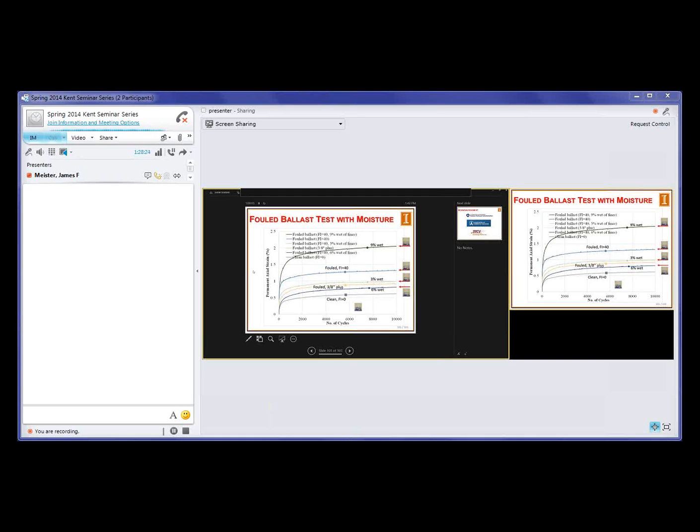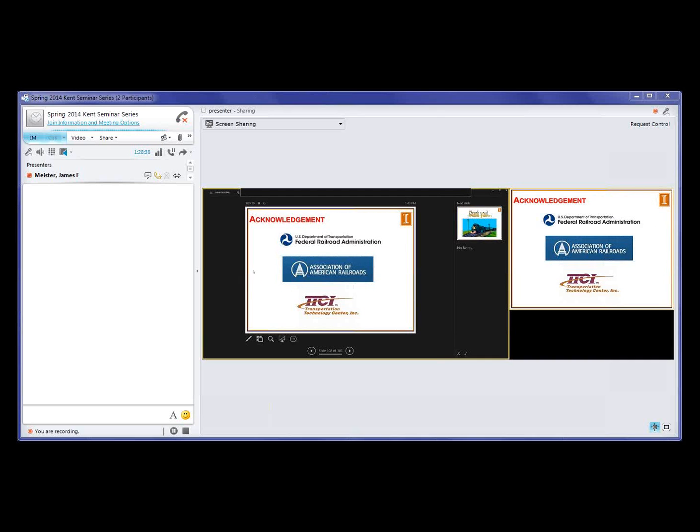So that's the current status of this research. How to incorporate the fluid mechanics into this code hasn't been finished yet. I think that will maybe be the task for the next PhD student. With that, I would like to thank all the sponsors for this research: Federal Railroad Administration, AAR and TDCI. Thank you very much for your patience.